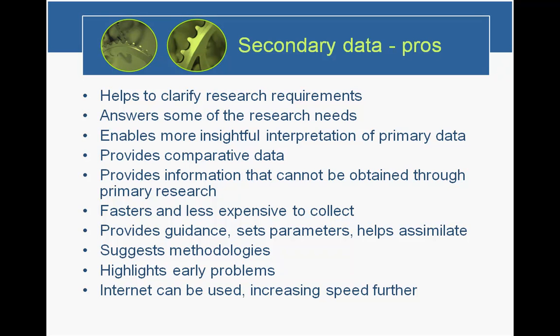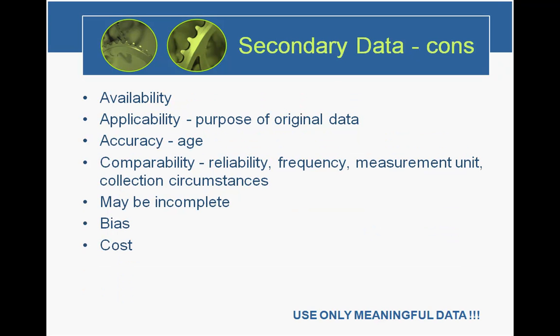It provides guidance, sets parameters, suggests methodology, so how you can approach your primary research, and you might come up with some new ideas there. It highlights early problems, and the internet can be used. So you've got access to a lot of secondary data. The problem is you might have access to too much secondary data. Not everything you want is available. Or you might not be subscribed to everything you want, because a lot of the websites you have to pay for, and you probably know that from when you're trying to access data for writing your reports.